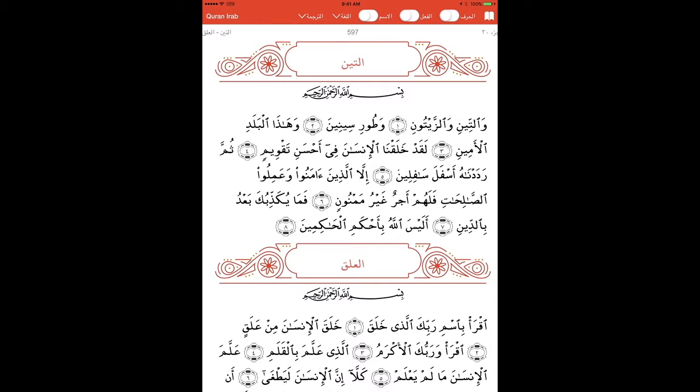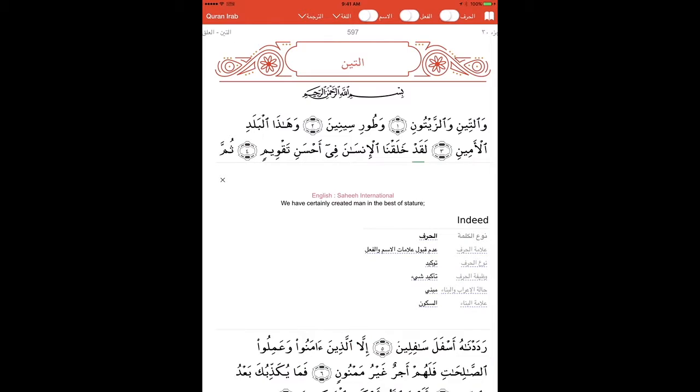Now let's look at Surah At-Teen, which is in the 30th juz. In this surah, you look at the second line, ayah number 4, Allah mentions in the Holy Quran, لَقَدْ خَلَقْنَا الْإِنسَانَ فِي أَحْسَنِ تَقْوِيمٍ. You find the word qad there. And if you tap on qad, it means indeed. You look at the whole ayah translation, it means we have certainly created man in the best of stature. So here qad means indeed.